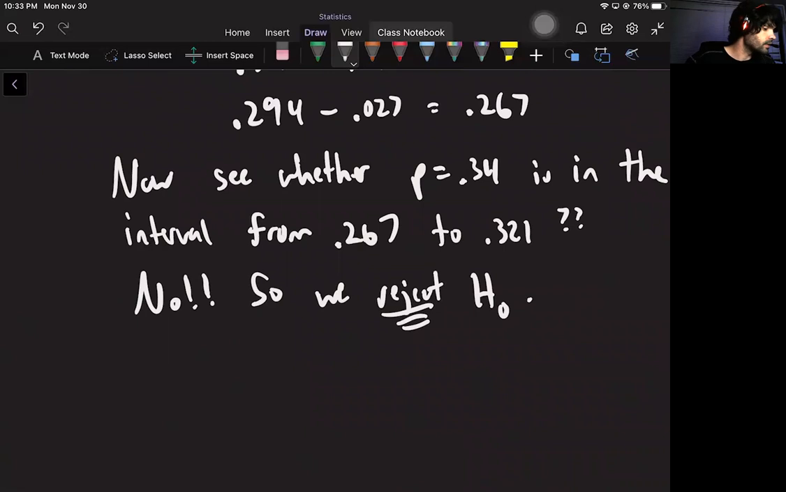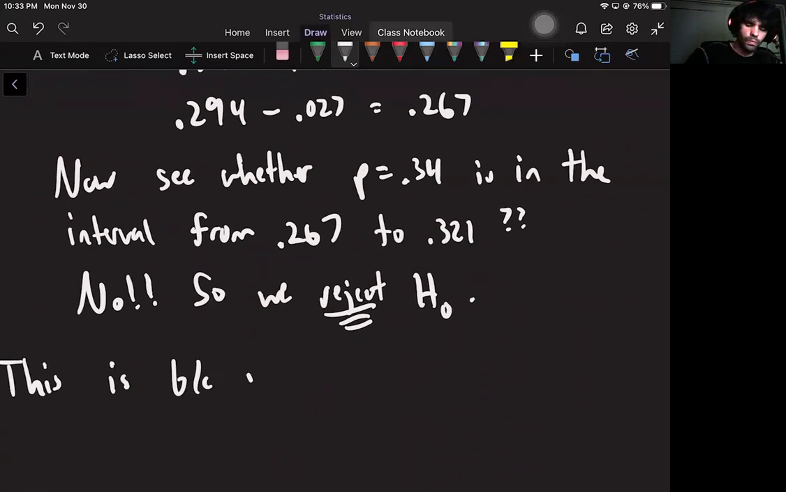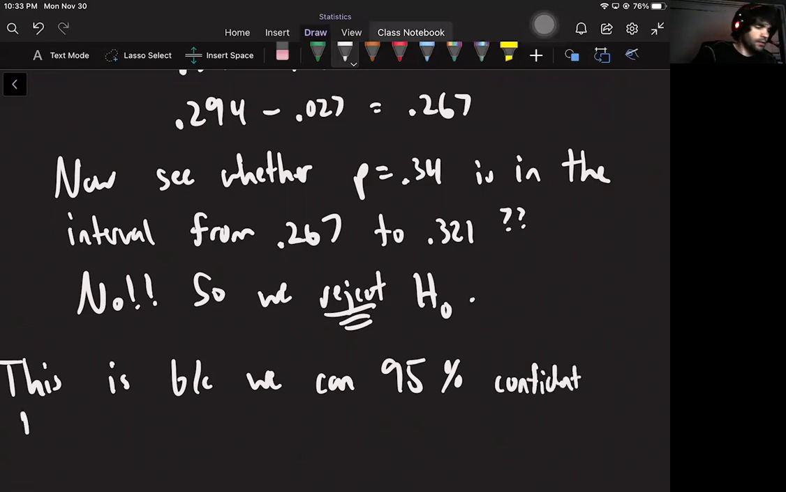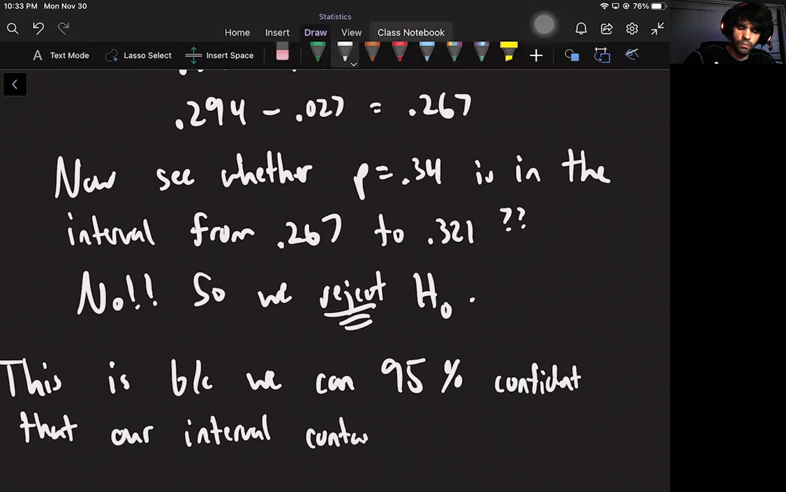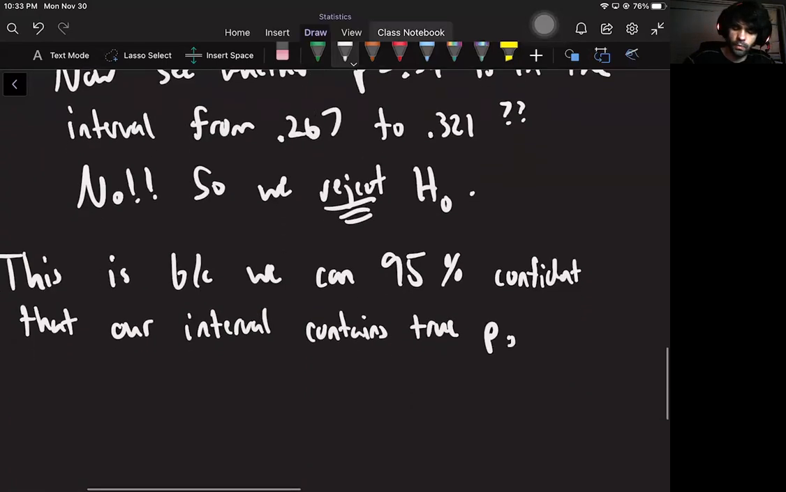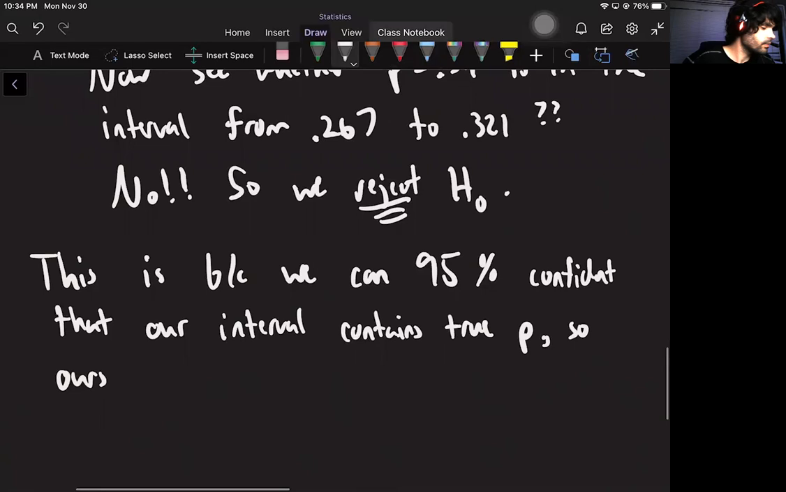Okay, so let me write out a little bit of explanation. So why is this working? This is because it has to do with how confidence intervals work. We can be 95% confident that our interval that we just created contains the true proportion. And so ours doesn't contain this assumed true proportion, that means something weird is happening.